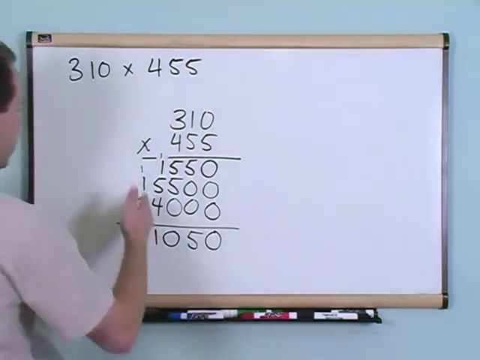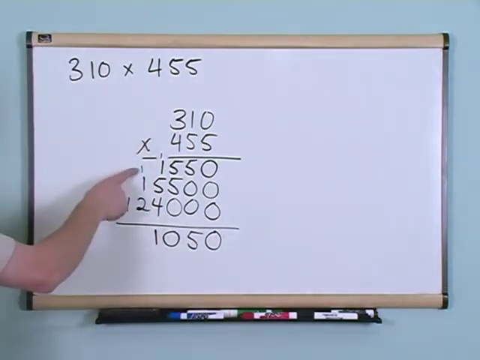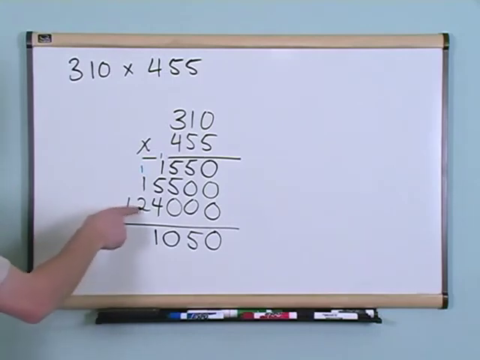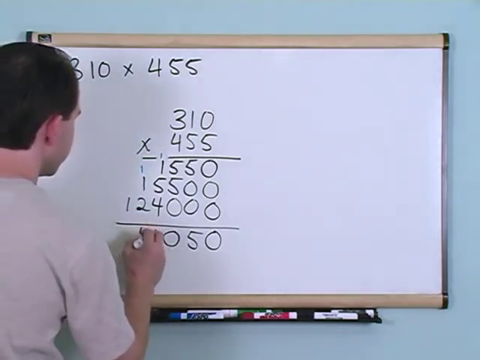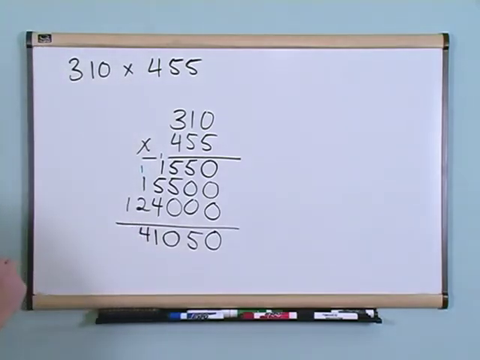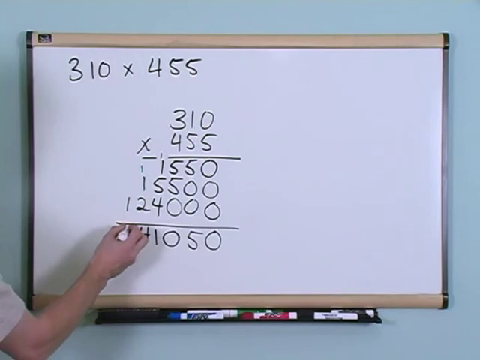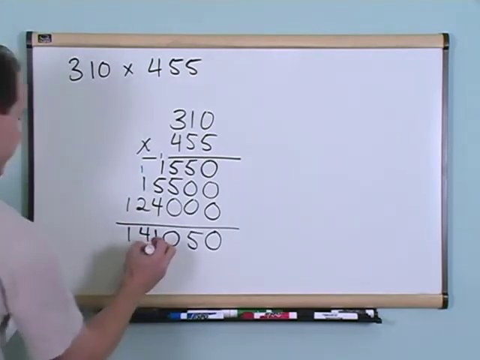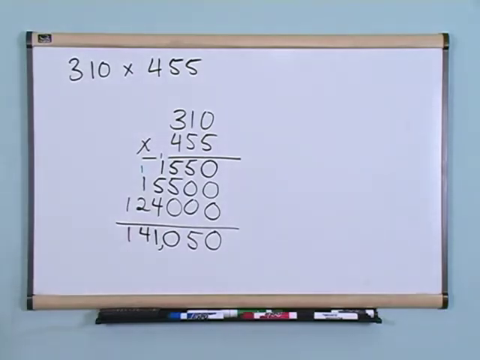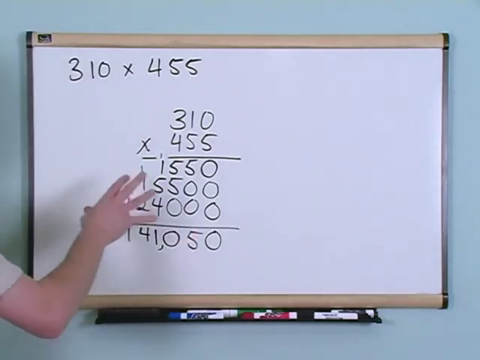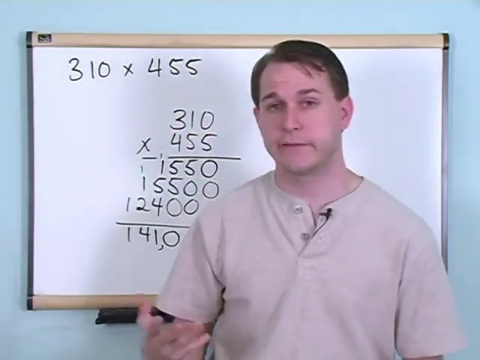Now I'm going to add this column. 1 plus 1 gives you 2, and then plus another 2. 2 plus 2, as you know, gives you 4, so I put a simple 4 down here. Move into the last column. You've got nothing above it, so it's like a 0, and you just put the 1 down. 1 plus 0 gives you 1. So the answer is 141,050.